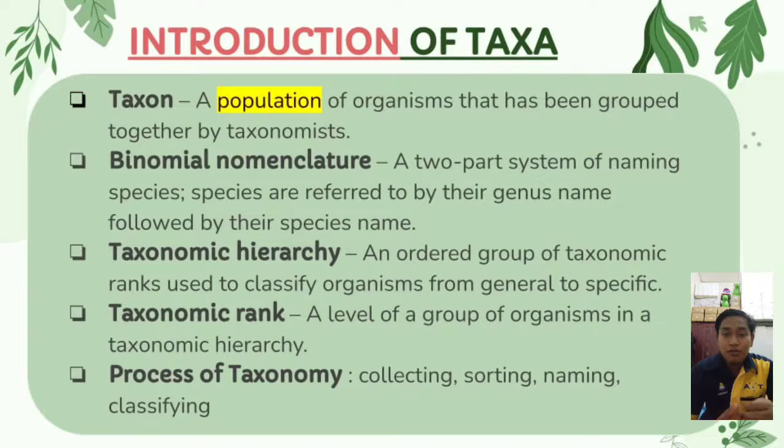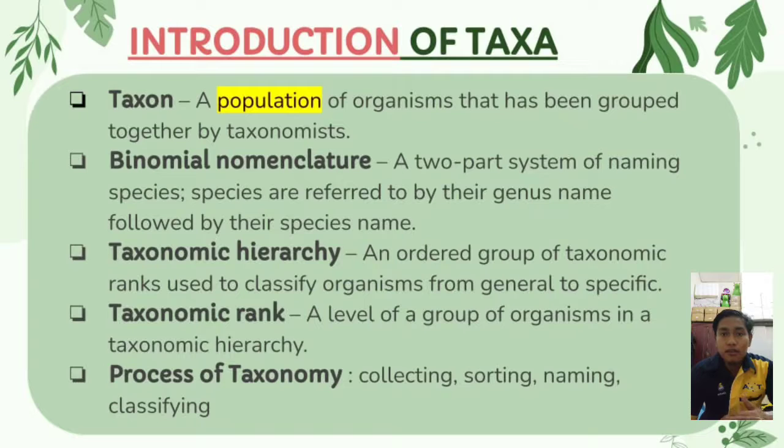Before we go through this topic, we need to know the terms used in plant taxonomy. Firstly, taxon. A taxon is a population of organisms that has been grouped together by taxonomists. The second one is binomial nomenclature, a two-part system of naming species, where species are referred to by their genus name followed by their species name.